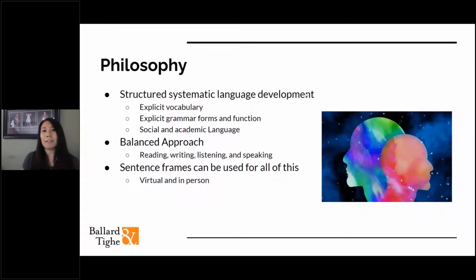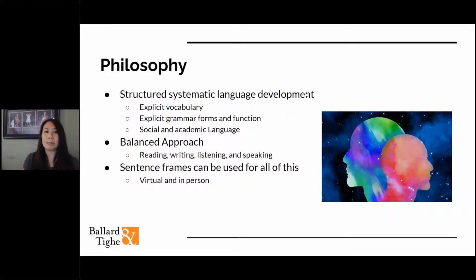At Ballard and Tighe, our philosophy is a very structured, systematic language development approach. So we believe a lot in language development and language learning. Therefore, we do a lot with explicit vocabulary. We want students to know the vocabulary in a meaningful context, thematic way, so that they are learning vocabulary that they can see and then use in speaking, listening, reading, and writing.